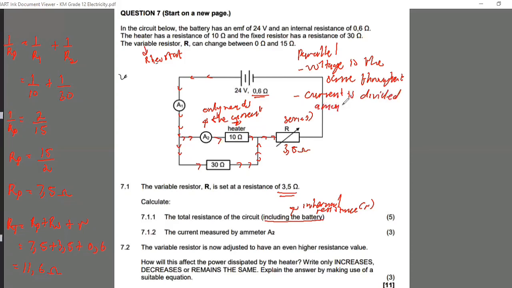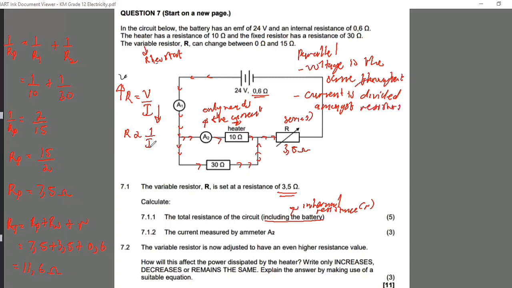But when we say divided, we are not saying it is in equal proportion. It is based on the proportion of the resistance. So the one with the higher resistance, according to this formula here, will have to have a lower current running, right? And the one with a lower resistance has to have a higher current, because resistance and current are inversely proportional. So here we say current is divided amongst the resistors connected in parallel.